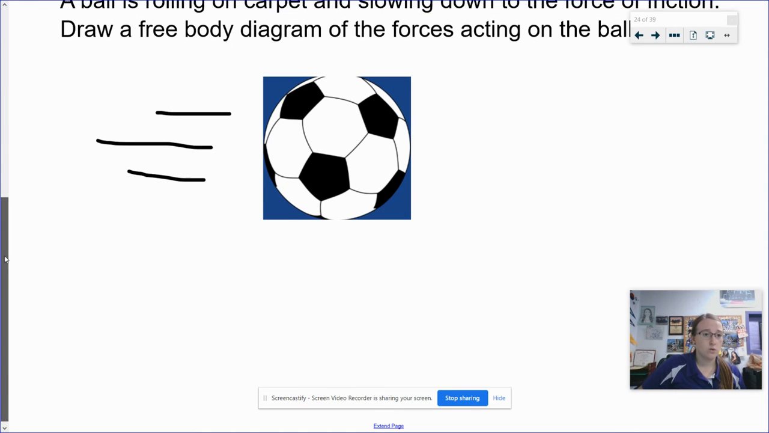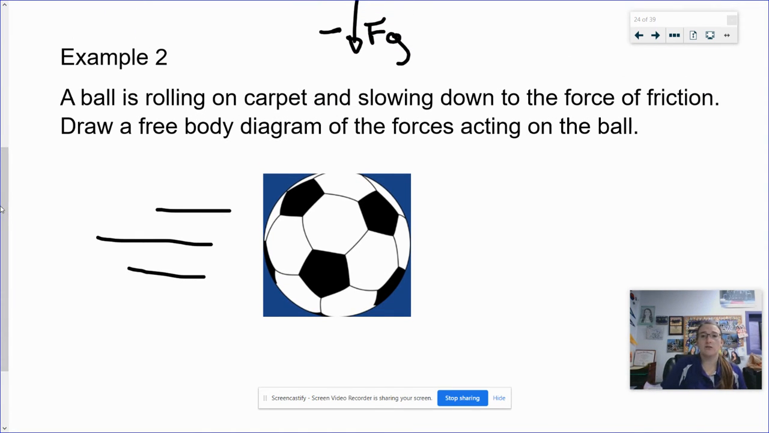A ball is rolling on a carpet and slowing down due to the force of friction. Draw a free body diagram. So to start with, again, we're on Earth.